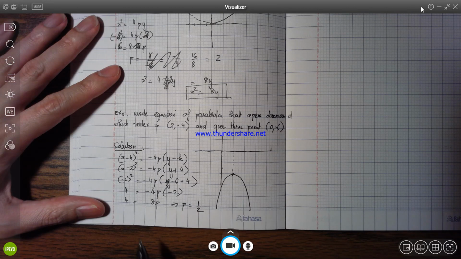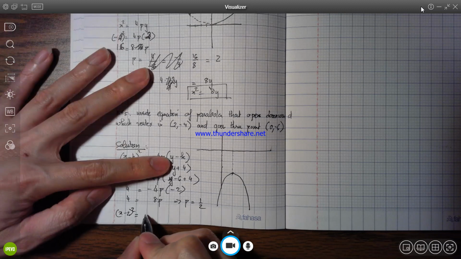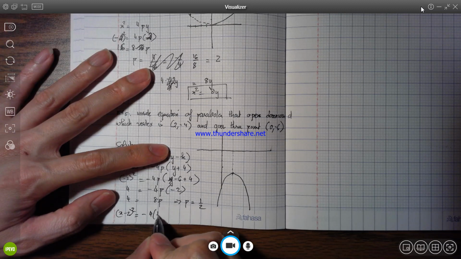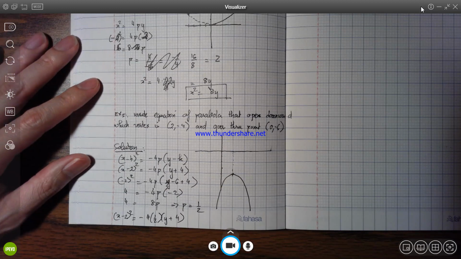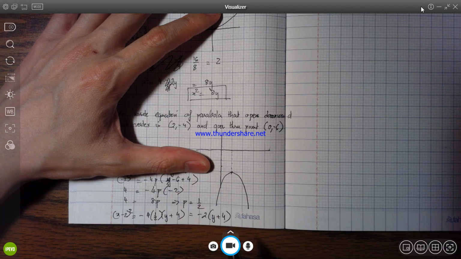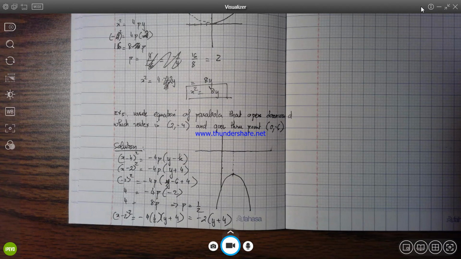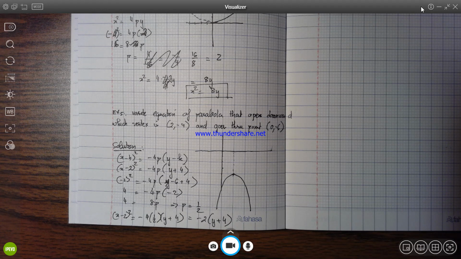Then my equation will be (x - 2) squared equals -4 times 1/2 times (y + 4). Then it becomes -2 times (y + 4). So that will be your equation of the parabola whose vertex is (2, -4). Okay, very easy.